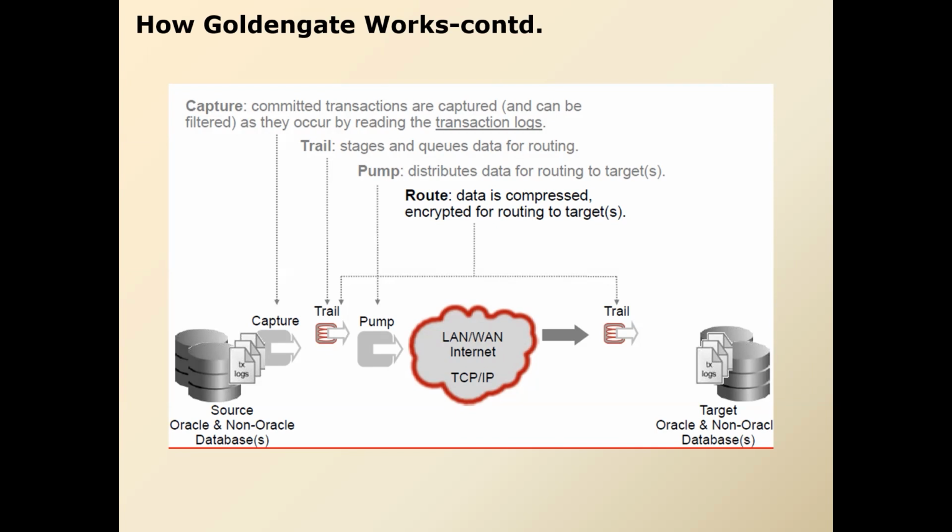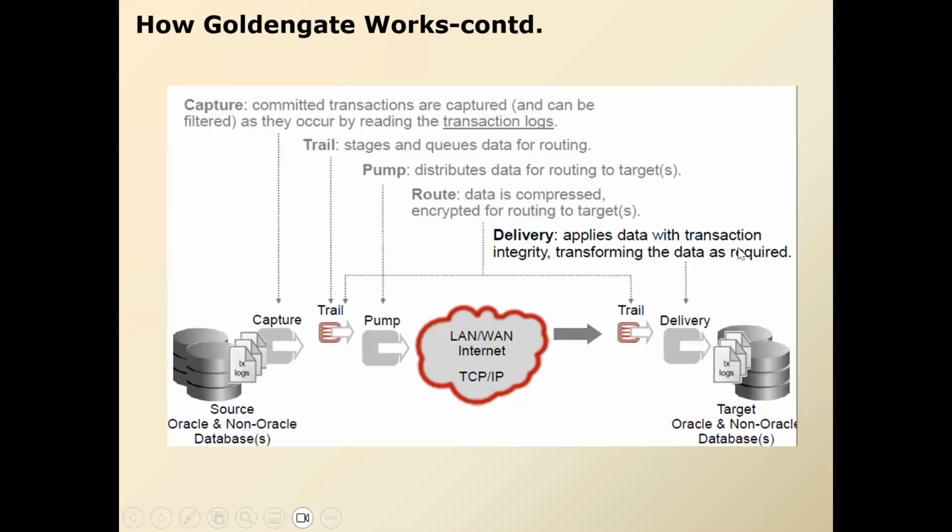Now, once the data is written into the remote trail file, the Goldengate replicat process reads the data from the remote trail. So there is a Goldengate replicat process.